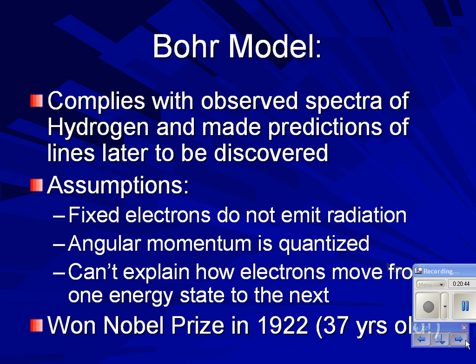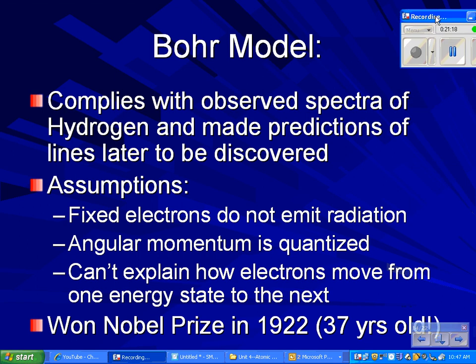But it made some assumptions. He said basically, one, when the electrons are in their fixed orbital, when they're in a certain orbital, they're not going to give off radiation. Why? He didn't say. He just said, you know what, I'm going to assume that just doesn't happen. We don't see it happen, it must not happen. Two, angular momentum is quantized. It can only exist at very specific quantities. Why? I don't know. It just does. He doesn't explain how the electrons move from one energy level to the next. They just jump, and they just do.